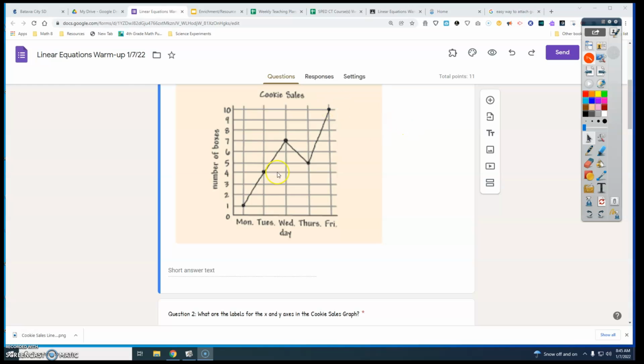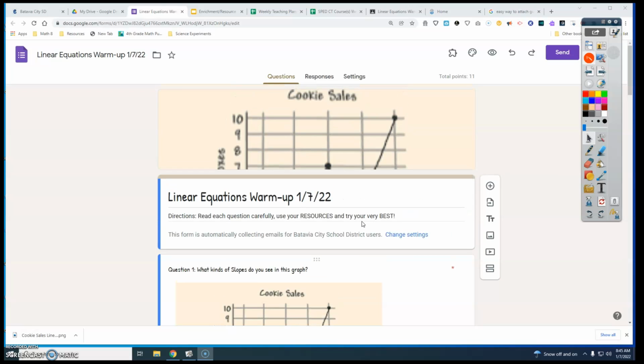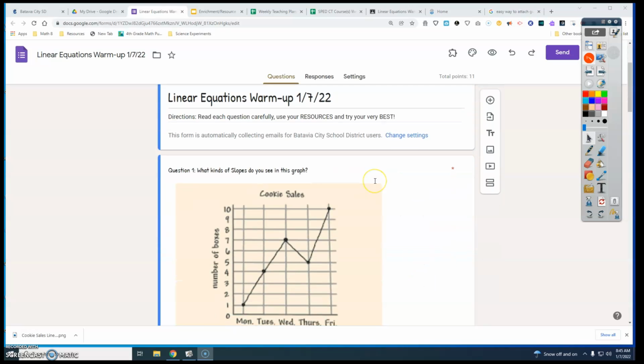So we are working on linear equations, and today we're actually going to go through the warm-up that was created for you to look at today in class. Hopefully you guys use your resources so you can find some of this info. Okay, so we're going to go through some of these questions.